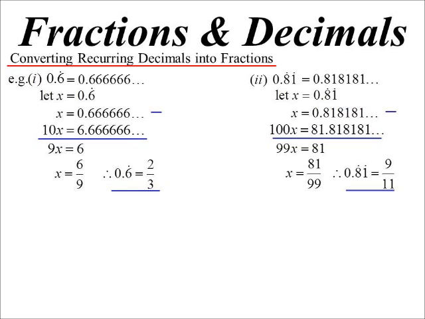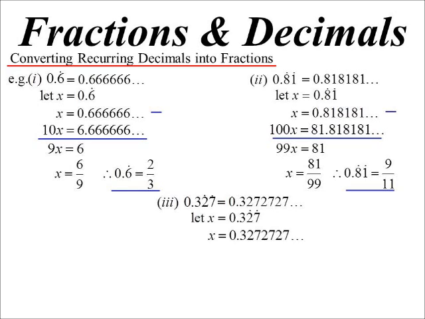Okay, let's try one where not all the numbers are repeating. So we've got 0.327, but the 27's repeating, so of course this means 0.3, 27, 27, 27, 27, 27, 27, 27, 27, 27, 27, and so on. Okay, we'll do it the same way. Let x be that.